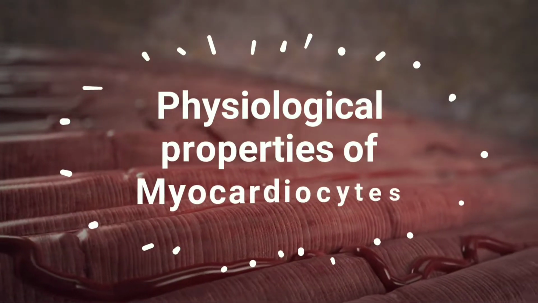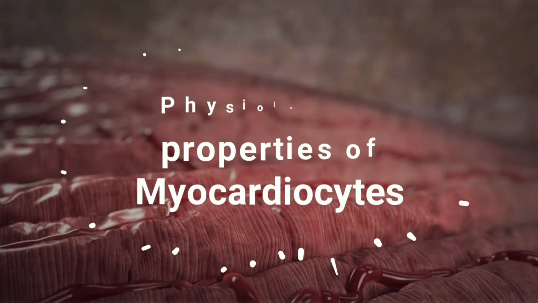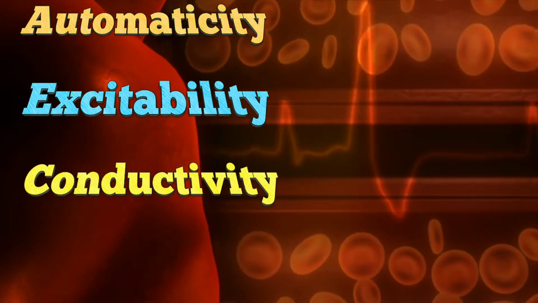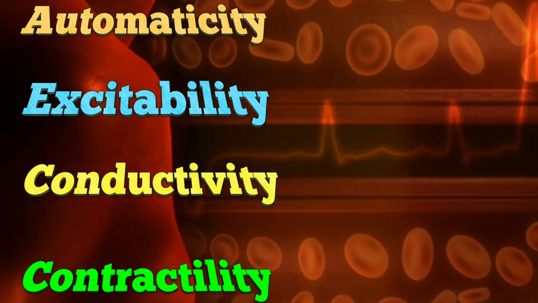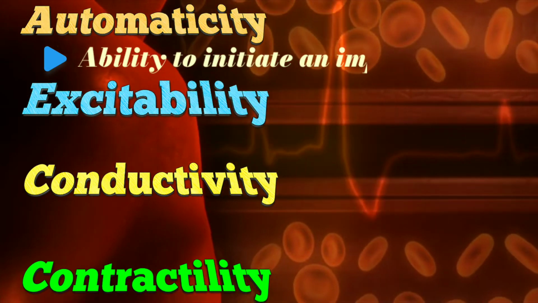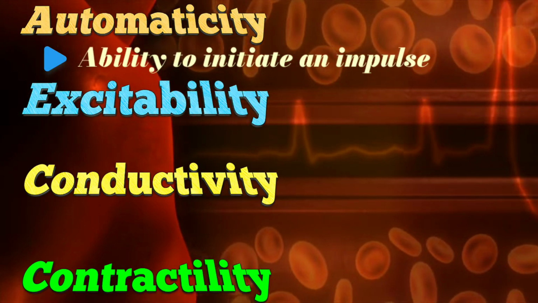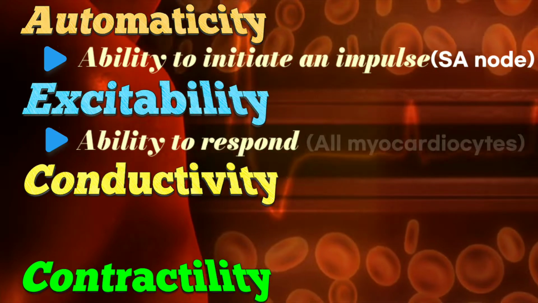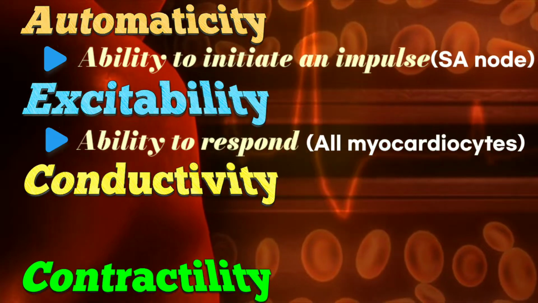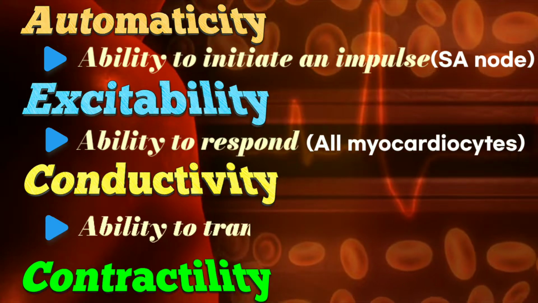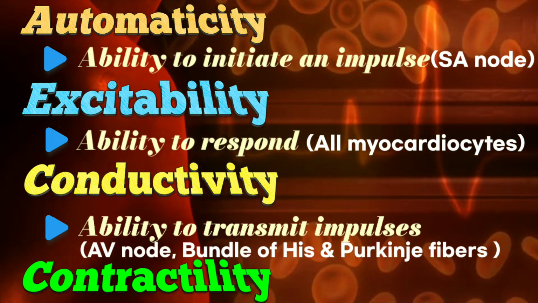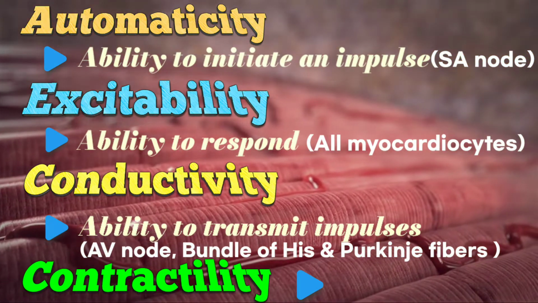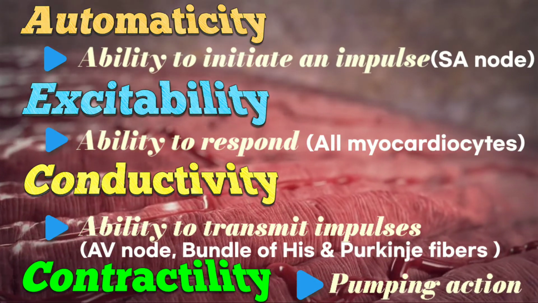Let us look at the 4 physiological properties of myocardial cells. These are automaticity, excitability, conductivity, and contractility. Automaticity is the ability to initiate an impulse, and this property is exclusive to the cells of SA node. Excitability is the ability to respond, and all the cells of heart exhibit this property. Conductivity stands for ability to transmit impulses. AV node, bundle of His and the Purkinje fibers express this trait. Lastly, contractility, it refers to the pumping action of myocardial cells.